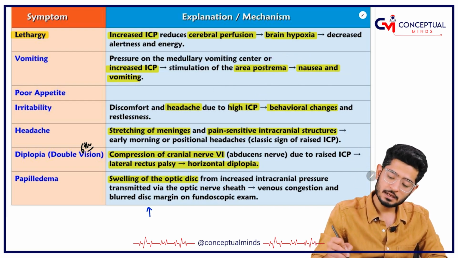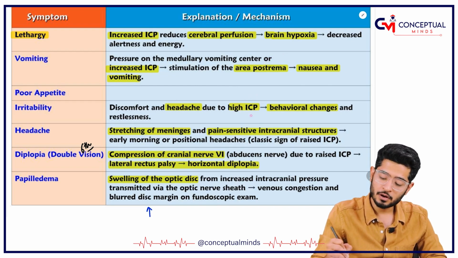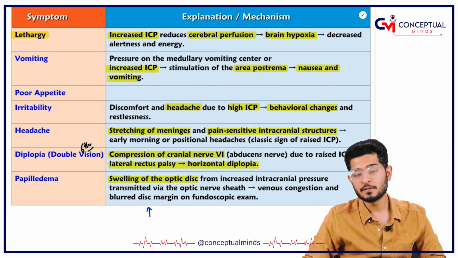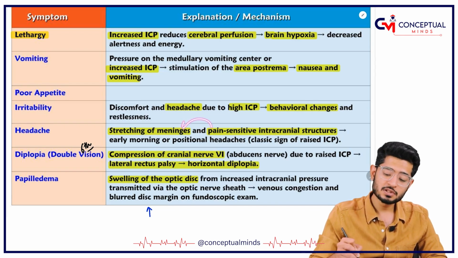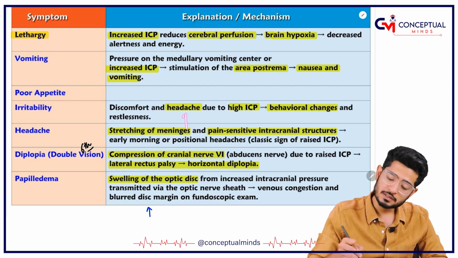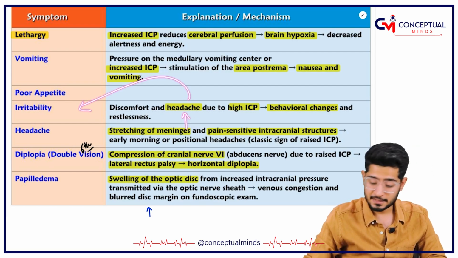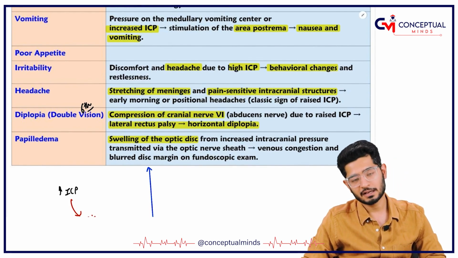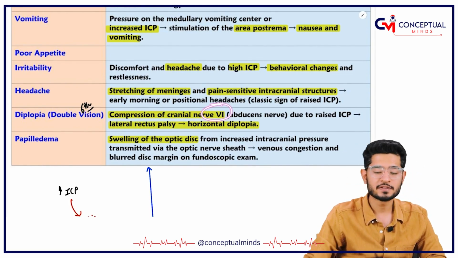Irritability. See, increase in ICP is responsible for pain. There are some structures which are pain sensitive. So whenever there is increase in intracranial pressure, they are the structures which are pain sensitive, just like meninges. Okay, meninges stretching is also going to stimulate the pain that leads to headache, and because of headache, the child is irritable.